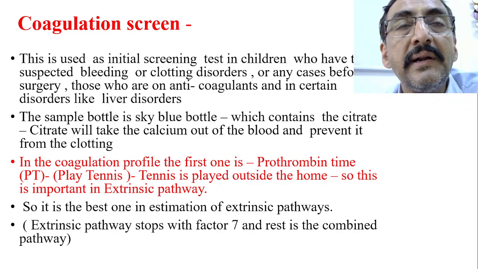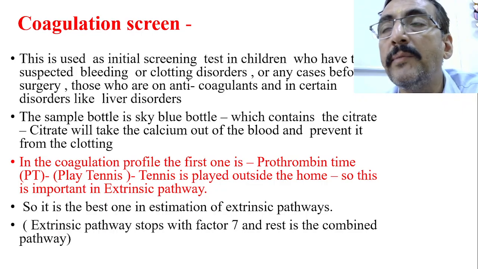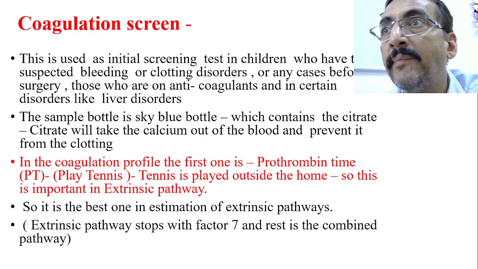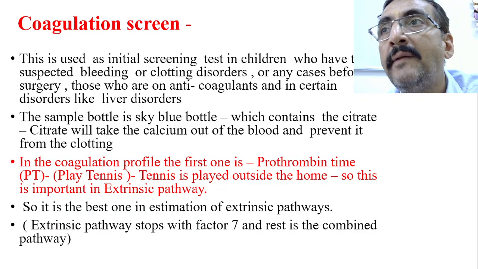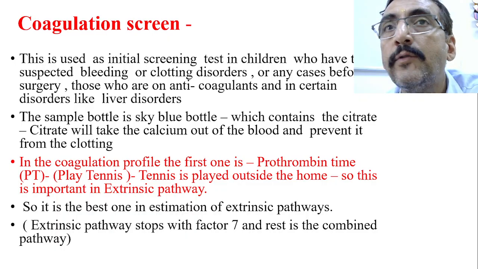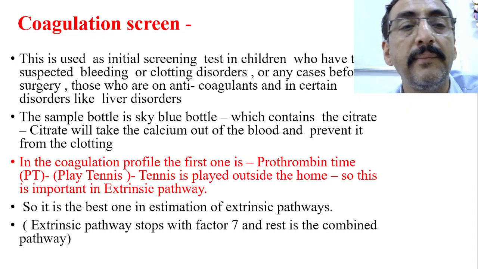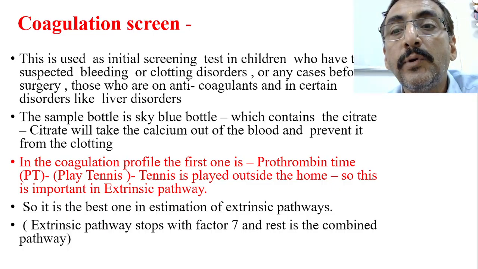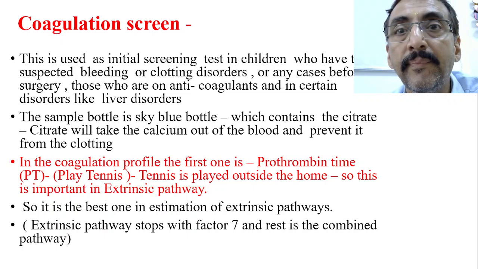This citrate will take the calcium out of the blood and prevent clotting, because clotting factor activation is only possible in the presence of calcium. When you add the citrate, it neutralizes the calcium, and there is no more calcium available, therefore the blood remains in the fluid state and will not undergo coagulation. Very simple. In the coagulation profile, the first one is prothrombin time, PT.